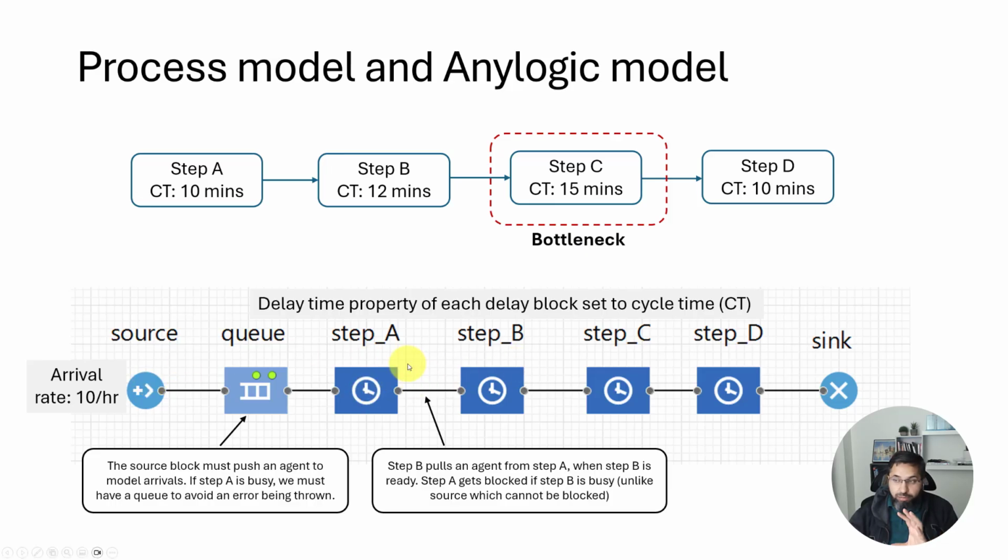They have the logic built in. So if step A is done, but step B is still busy, step A will be blocked until step B becomes free again. Then step A will pass on the agent to step B and take a new agent. So all these delay blocks are fine, but the source block is a special block which cannot be blocked. The reason being, if we block the source block, it will look like our demand fell, because our demand would then become a function of our process capacity, which we don't want.